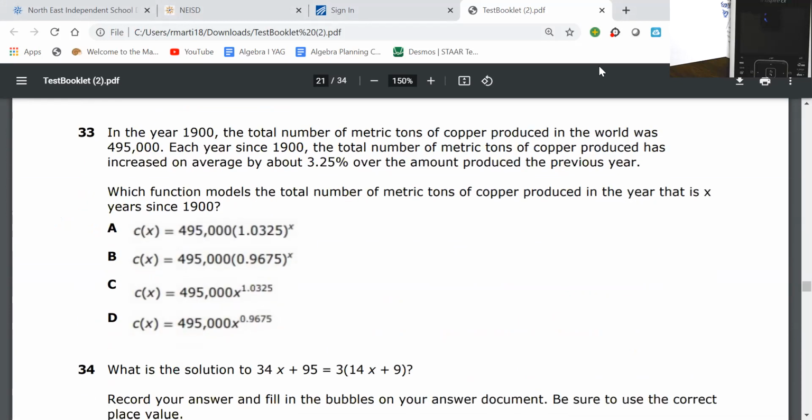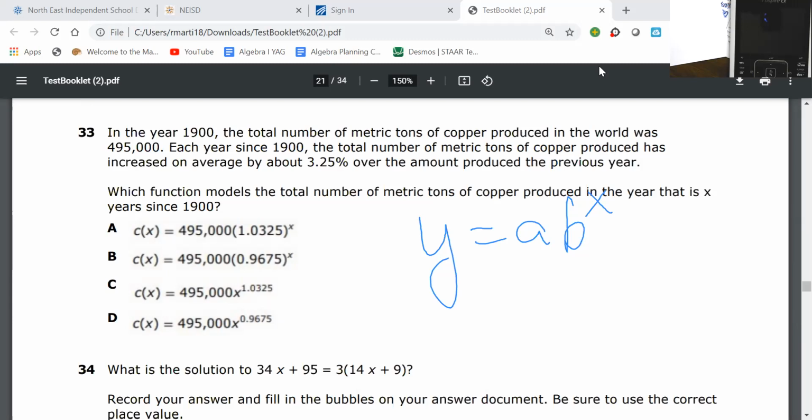Okay, this next one's really easy. You don't need a calculator for it because you guys know that the standard form exponential function is y is equal to ab to the x. In that standard form, where is x? It's an exponent, right? That's what makes it an exponential function.